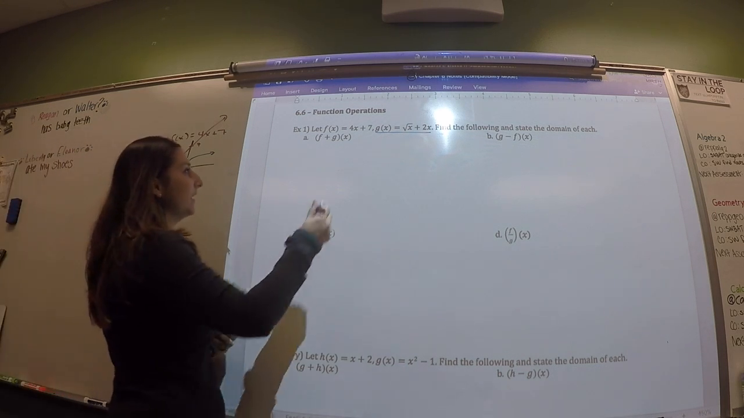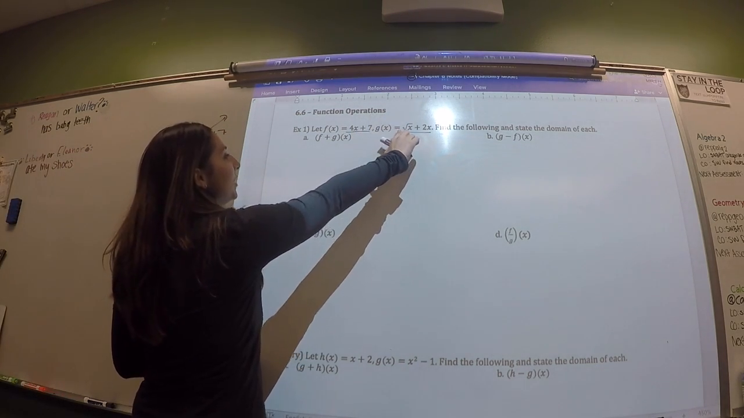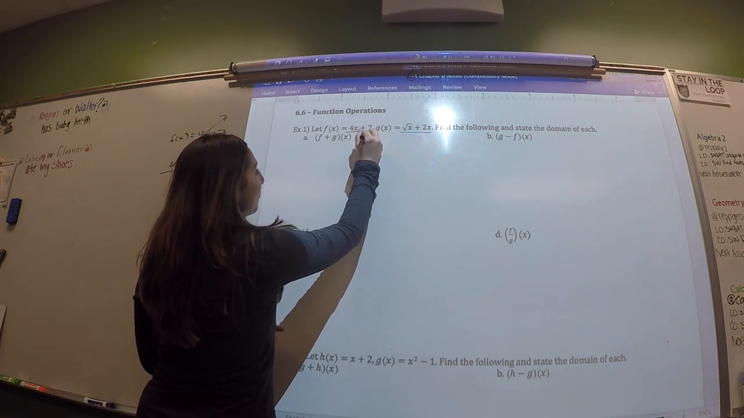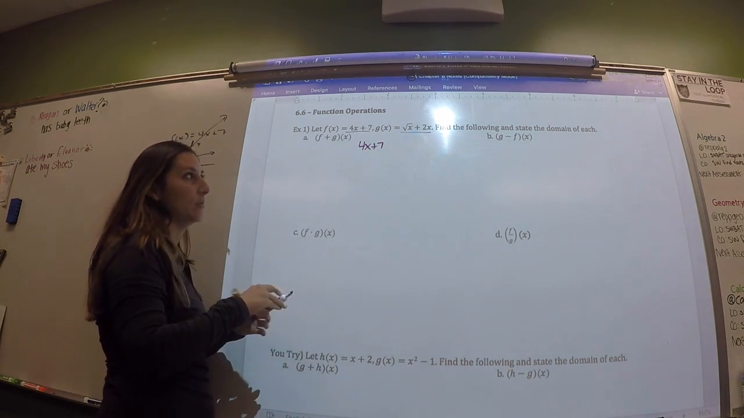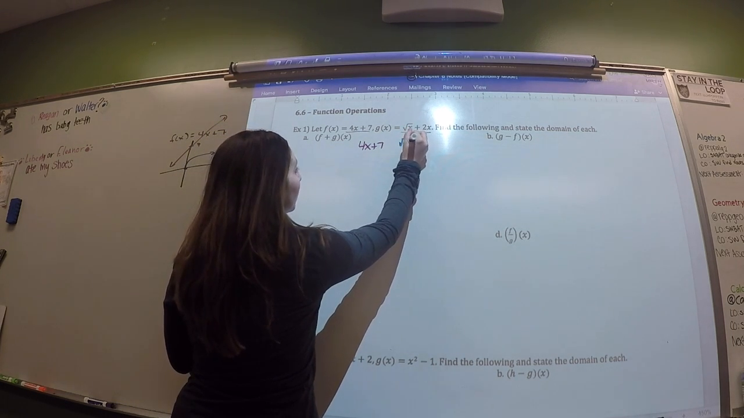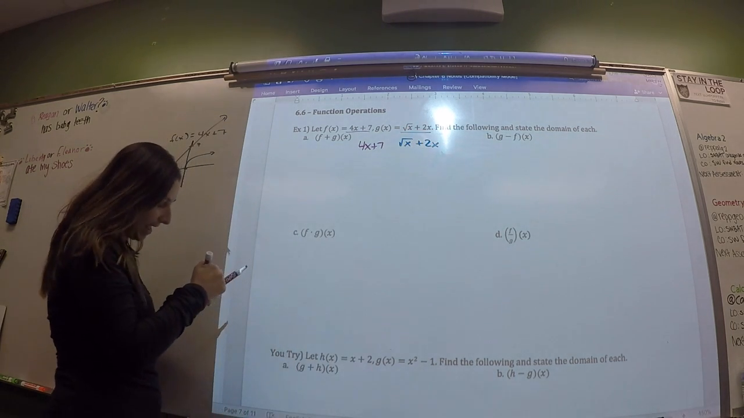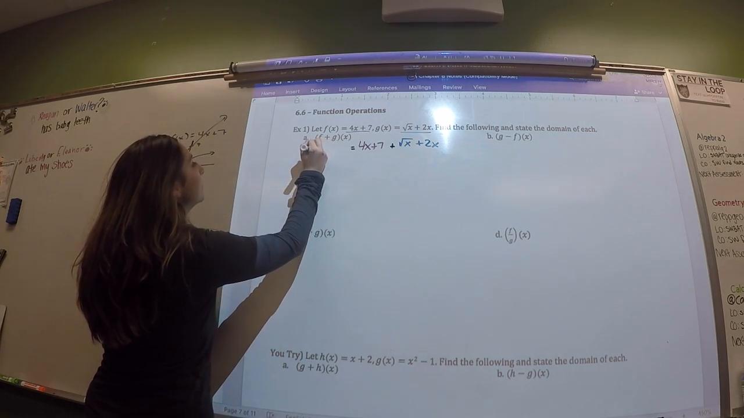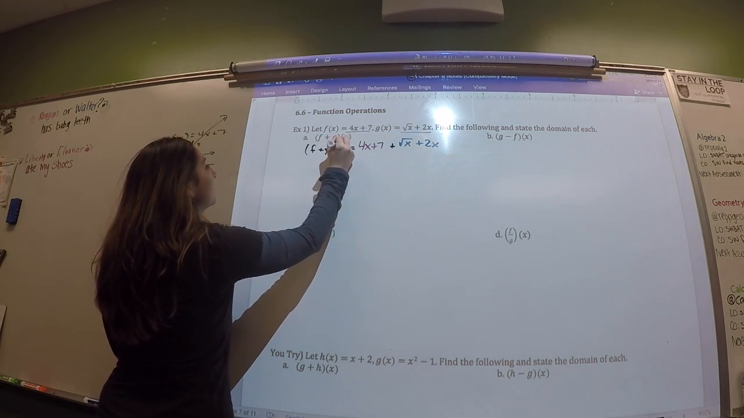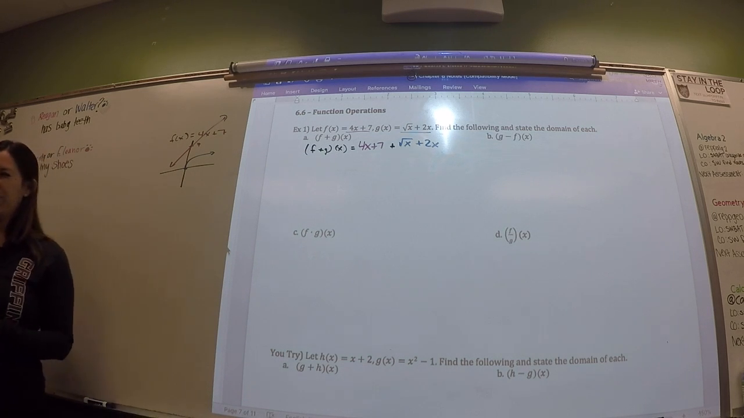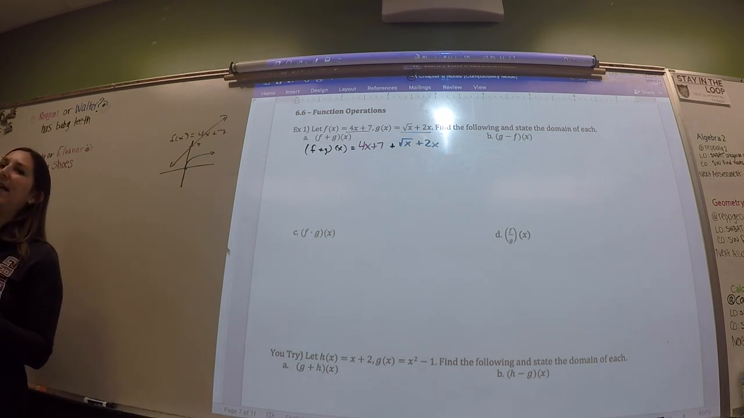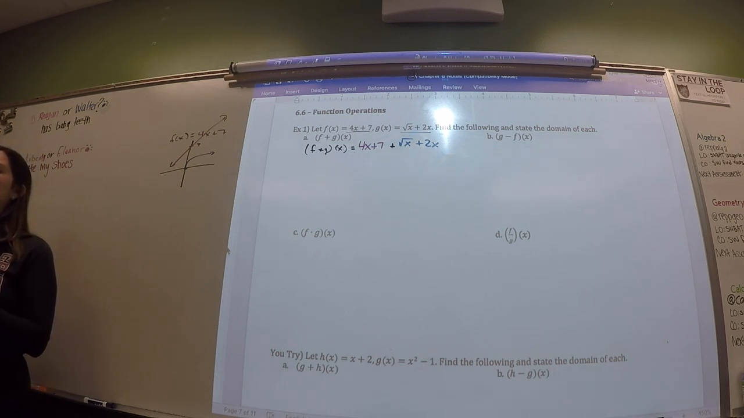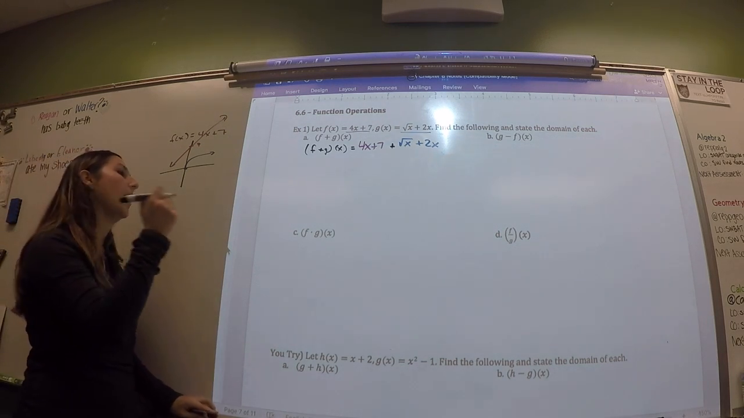If this is f and this is g, in order to add f to g, you're just going to take whatever it says f is, so 4x plus 7, and whatever it says g is, so the square root of x plus 2x, and add those two things together. With addition, it doesn't really matter what order you write them in, but get in the habit of putting f first and g second, because when you subtract, it matters. And when you divide, it matters.